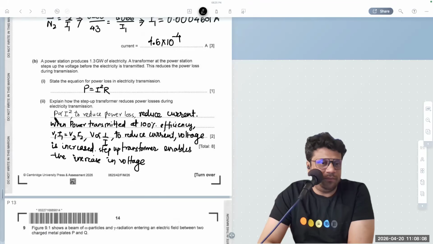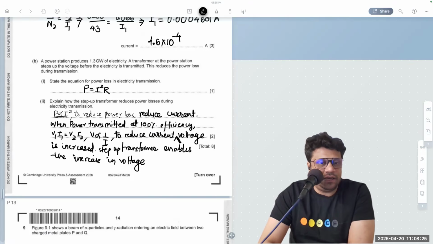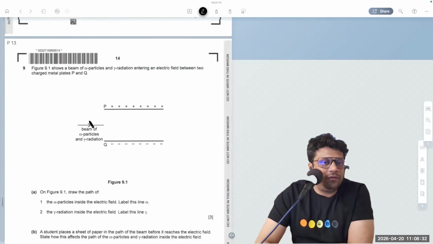I mean, you can simply go, when power is constant, losses are proportional to I square. To reduce power loss, reduce current. V is inversely proportional to I at power equals constant. So increase voltage to reduce current. Step-up transformer enables you to do that. Something like that. Okay. What do we have here?